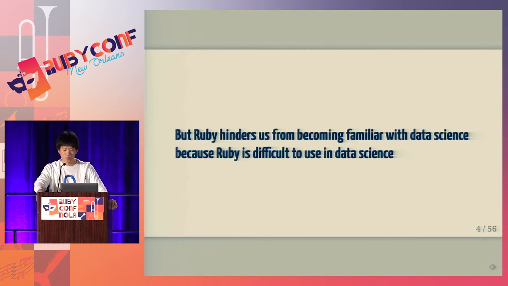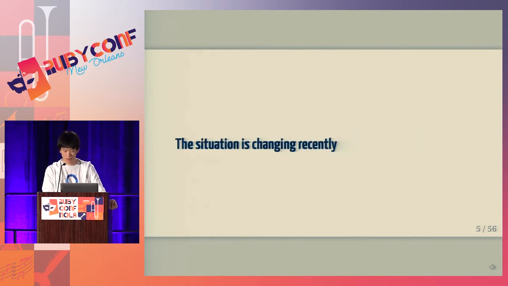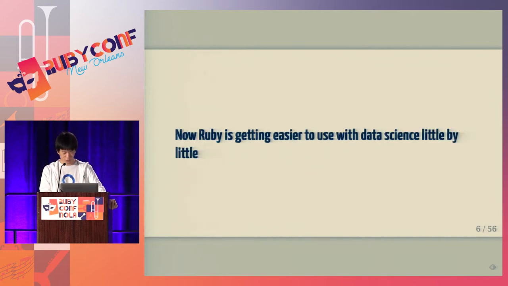But now Ruby hinders us from becoming familiar with data science because Ruby is difficult to use in data science. However, it has been so until recently. This situation is changing. Currently, Ruby is getting easier to use with data science little by little. Did you know? No? No one knew it. But don't worry, no problem. I'll describe it in this talk.